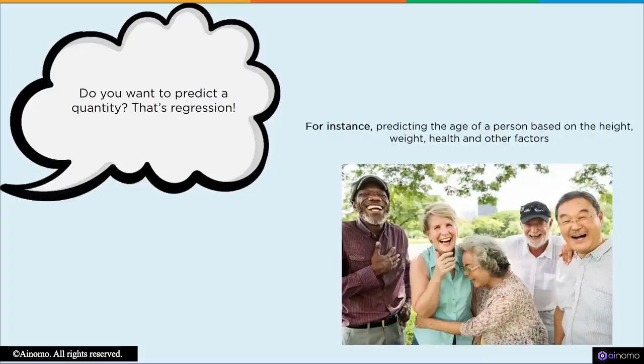For instance, predicting the age of a person based on the height, weight, health, and other factors. And so based on these different factors, you might guess how old a person is.